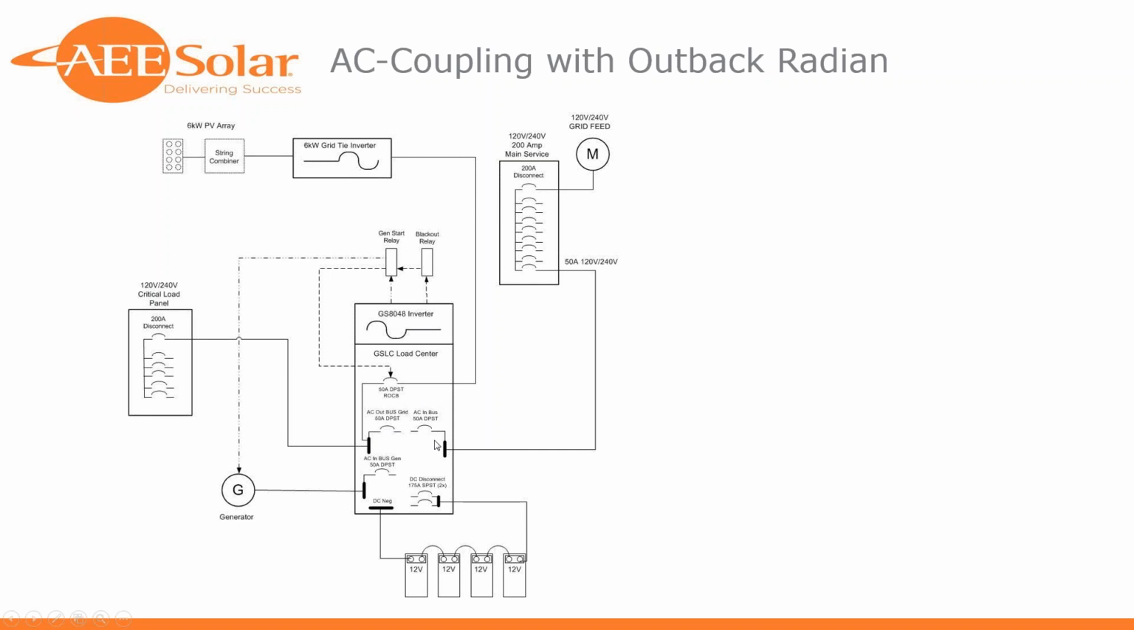We've got our GSLC load center, which serves as the operational hub between the critical load panel, the main service panel on the AC side, as well as on the DC side, your wiring panel for the breakers needed for your battery bank, as well as the AC breakers for a possible generator, and bringing in the PV array here. So you see array, string combiner, PV inverter, coming in here and landing on this remote operated circuit breaker.